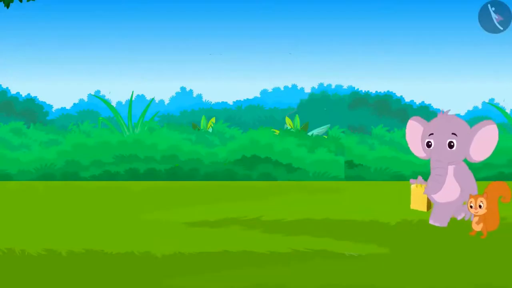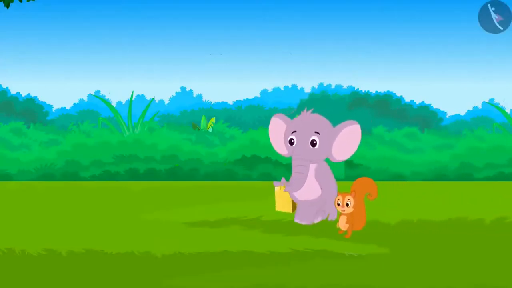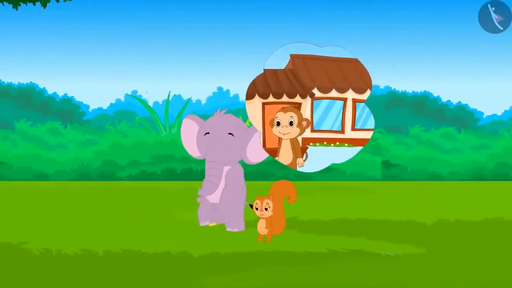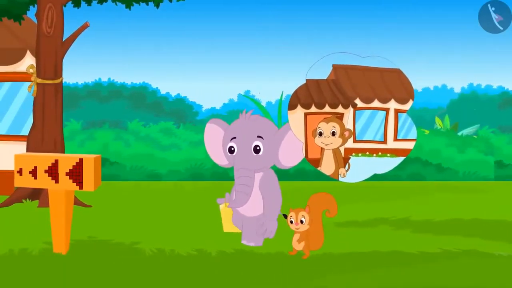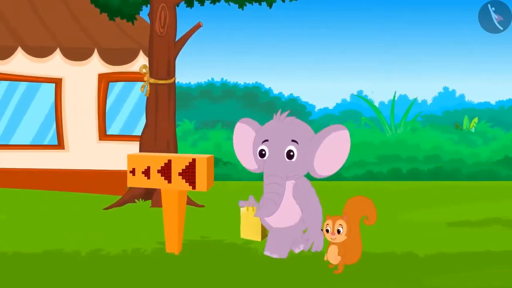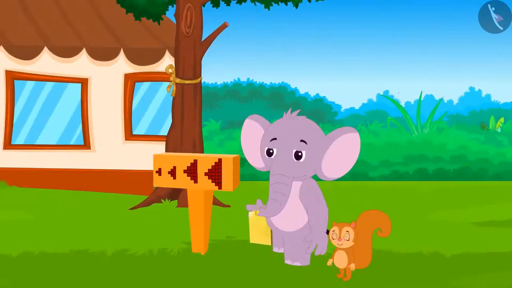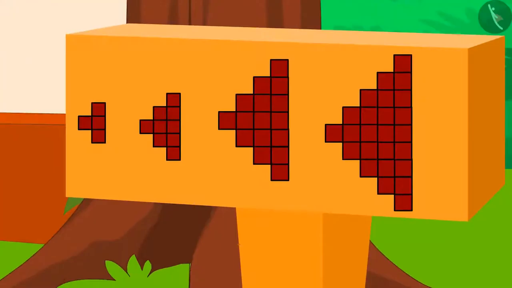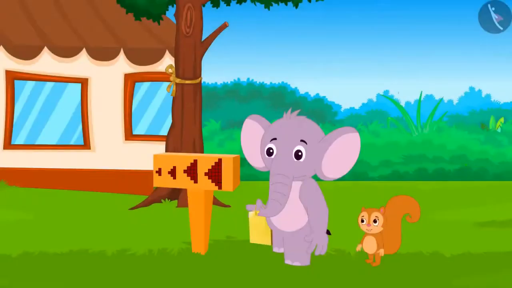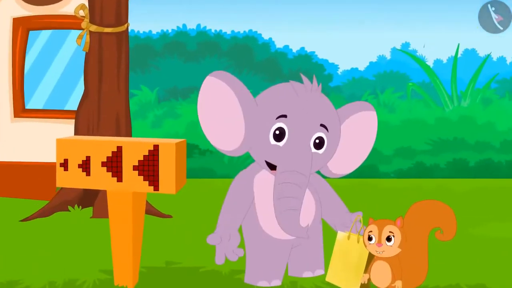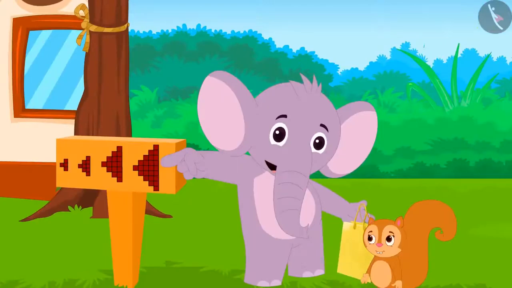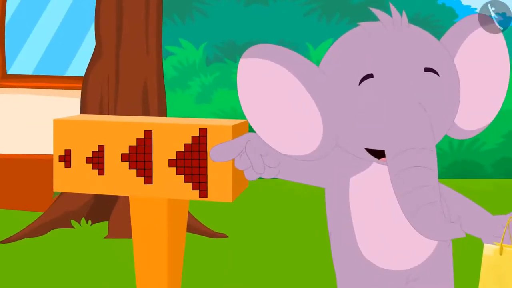Appu started feeling hungry on the way. Appu and Chanda thought that they would eat something at Babban's new hotel. The direction of the hotel is shown by such a board near Babban's new hotel. Appu was excited to see the board. He immediately pointed to the board and said, "Look, Chanda, this is another growing pattern."